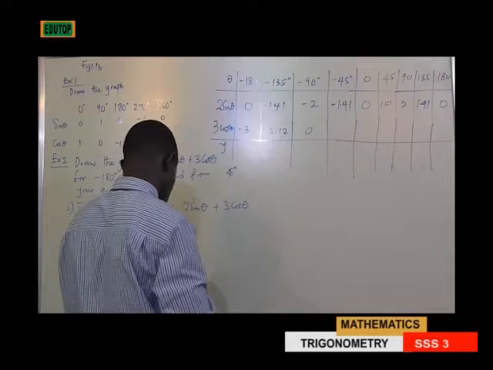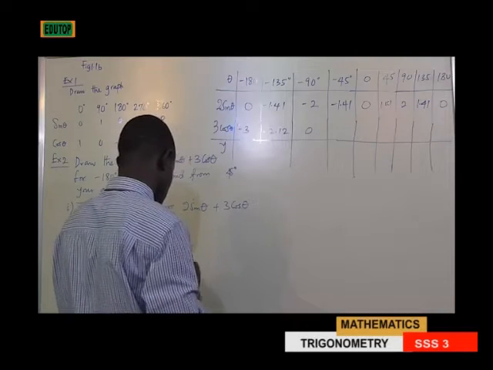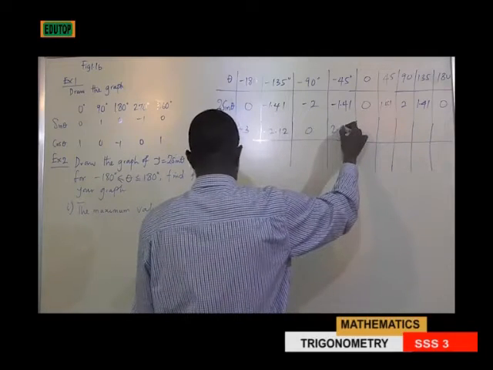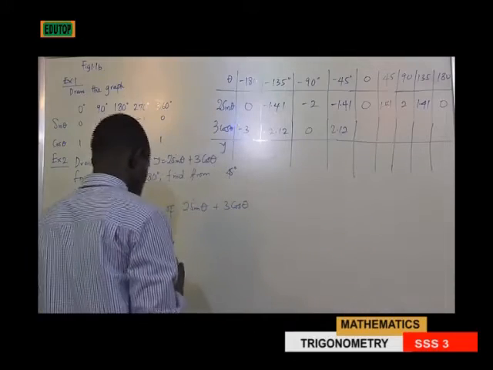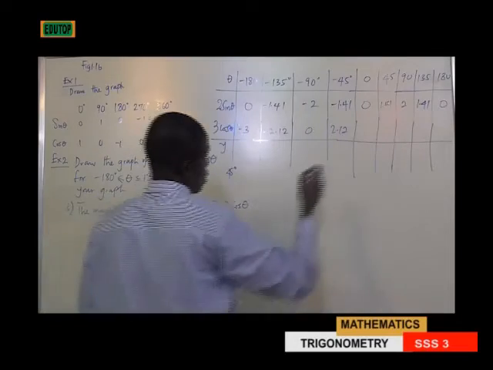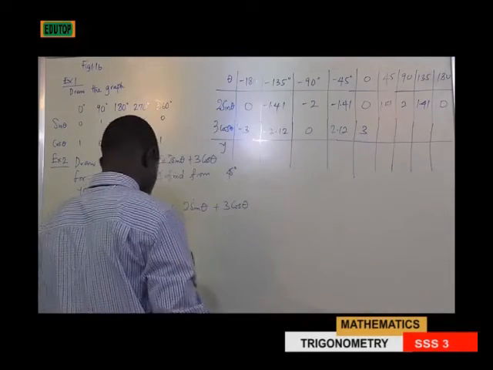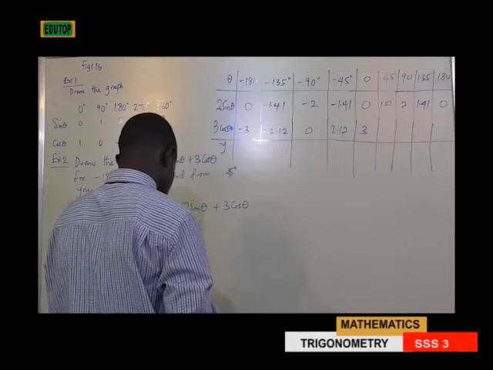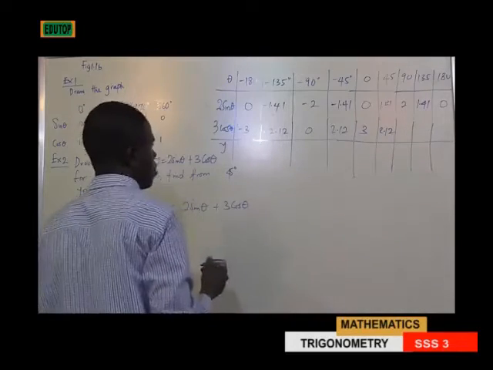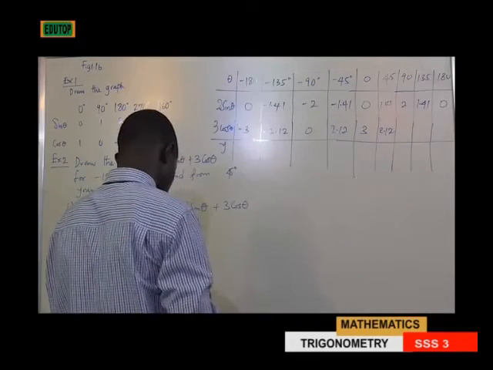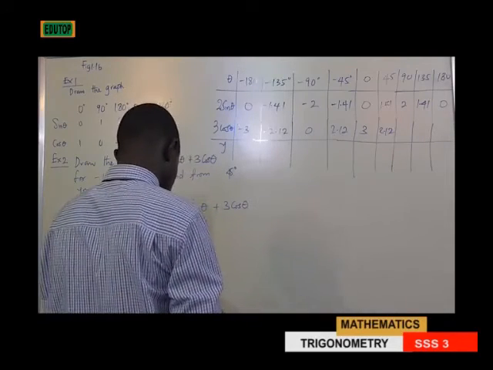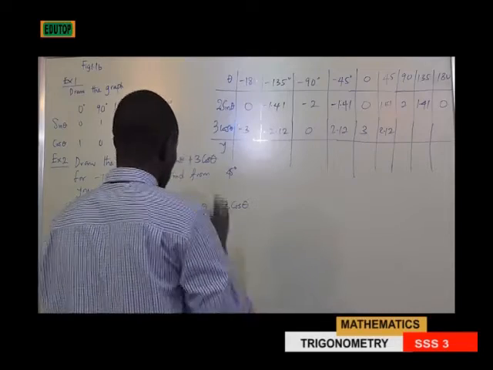Then cos minus 45 times 3, that's 2.12. We'll have cos 0. Cos 0 is 1. Cos 0 is 1 times 3. That's 3. And cos 45 times 3. I have 2.12. And cos 90, 0 times 3, 0.